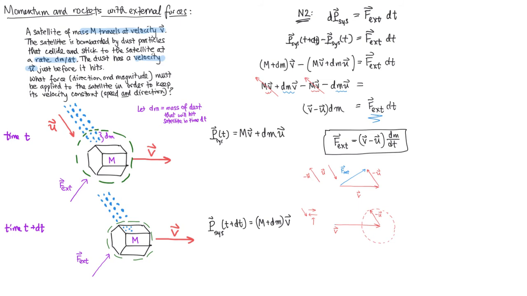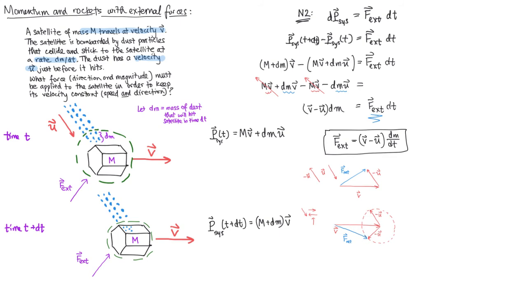So for example, if I let my minus u vector point this way, then my F net is going to point like this. But no matter how I orient the direction of my dust velocity, as long as the magnitude of the dust's velocity is smaller than the magnitude of the satellite's velocity, then all of these points on the circle are going to be to the right. So my F net will have a rightward component.